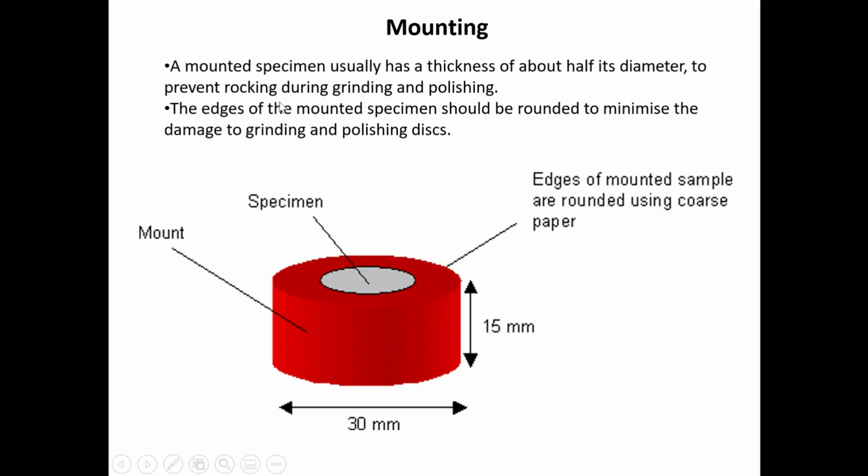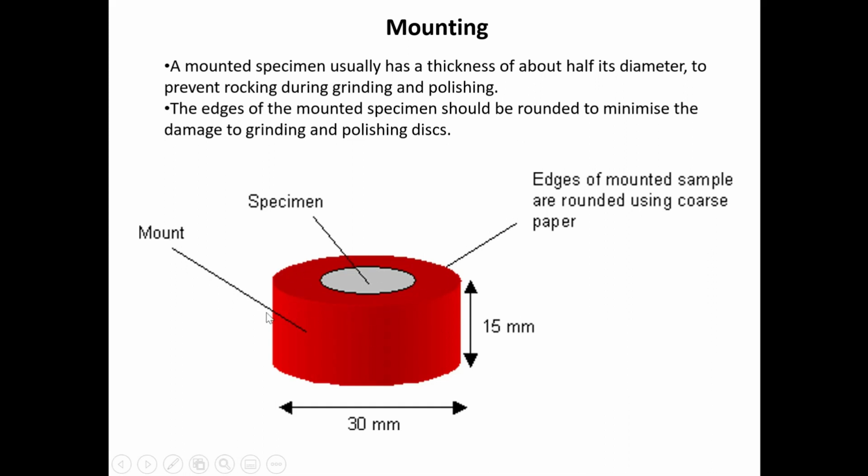Next process is mounting. A mounted specimen usually has a thickness of about half its diameter to prevent rocking during grinding and polishing. Once the specimen is prepared by cutting or slicing, it has to be mounted on some epoxy materials or some wooden parts. The purpose of mounting is to avoid the rocking during grinding and polishing, which means you have to insert the specimen into some mold.